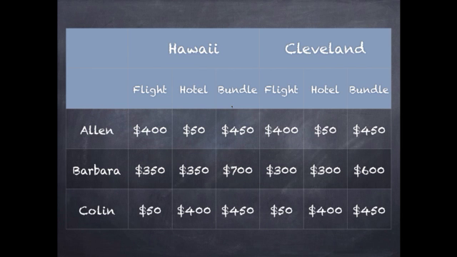If they did that, they would charge $700. They would seek to charge the highest bundle price, and Barbara would buy, so their profits would be $700 to her. But then they would charge individual prices of $400 to Alan for the flight and $400 to Colin for the hotel room. So they would have profits of $700, $400, and $400. So by mixed bundling, their profits would be equal to $1,500.